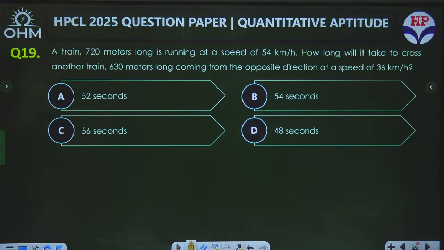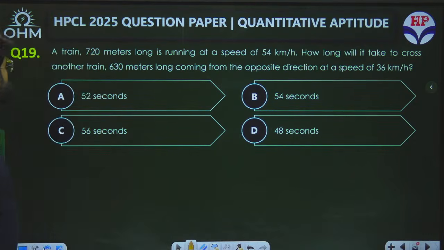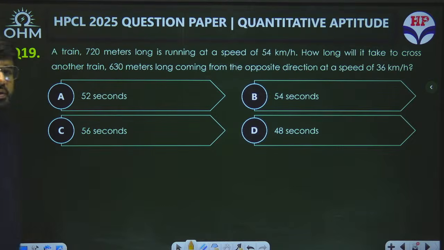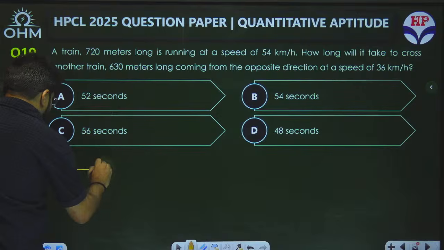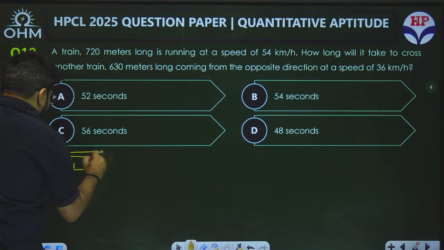Number 19. A train 720 meters long is running at a speed of 54 kmph. How long will it take to cross another train 630 meters long coming from the opposite direction at a speed of 36 kmph? Now you see here, train crossing train. Suppose this is the first train, and it has some length L1.